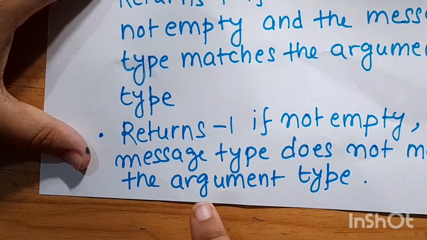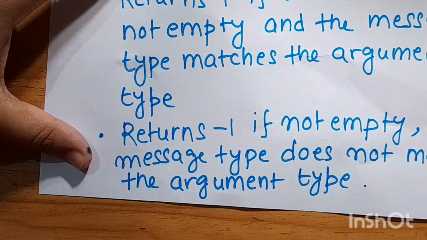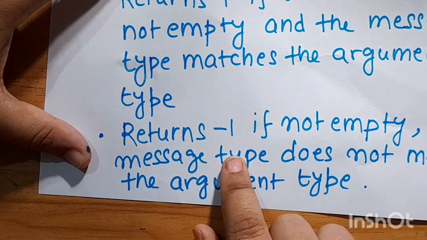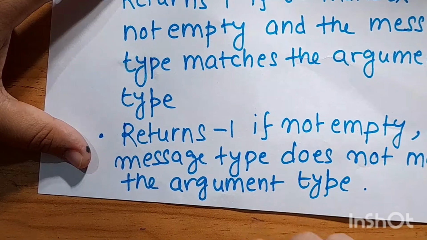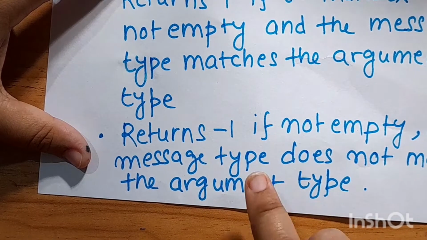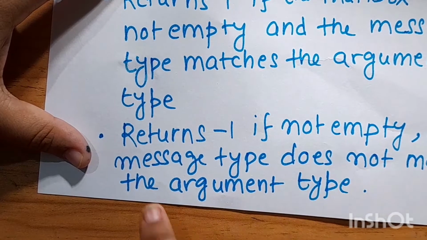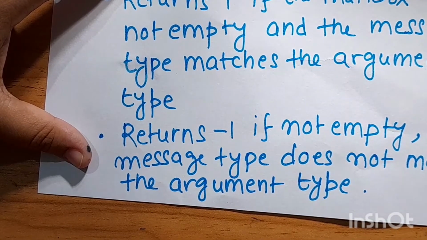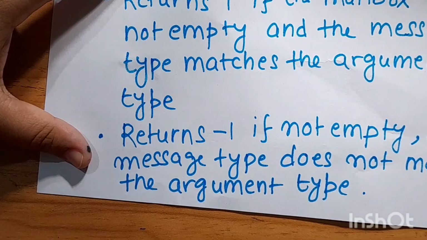Now it returns -1. Here, this try_get can return 3 types of values: 0, 1 and -1. It will return -1 if the FIFO is not empty, but the message type does not match the argument type, meaning the type of data I want to retrieve from the FIFO does not match the data available inside the FIFO.